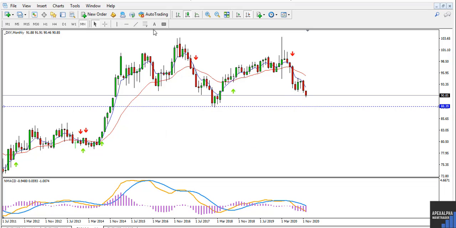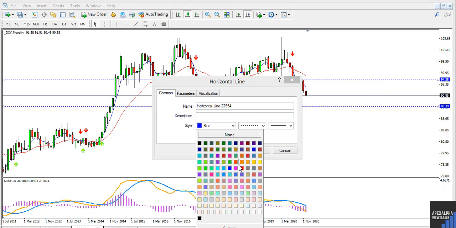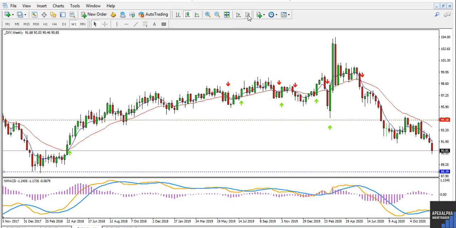All right. So, and this, as far as we can see, is our last level of resistance. Let me make that red. Alrighty. Okay, so that makes it a little bit easier for us. Okay, so let's go down to the weekly time frame now and have a look see.